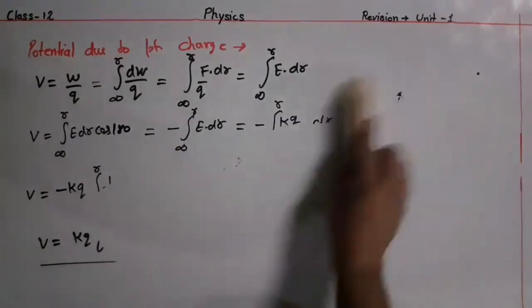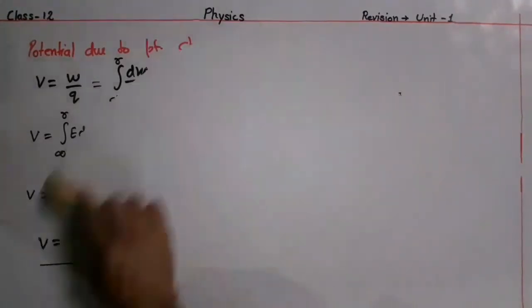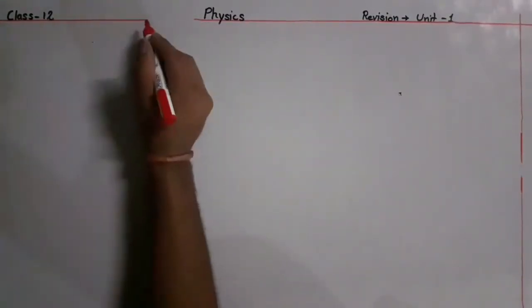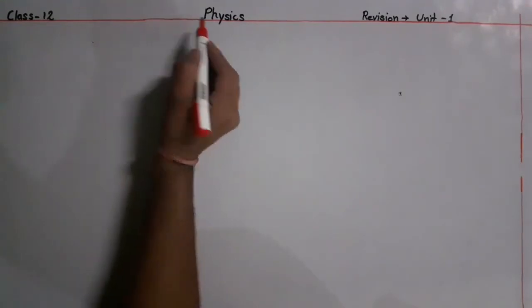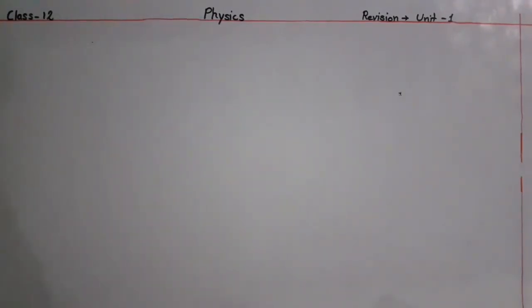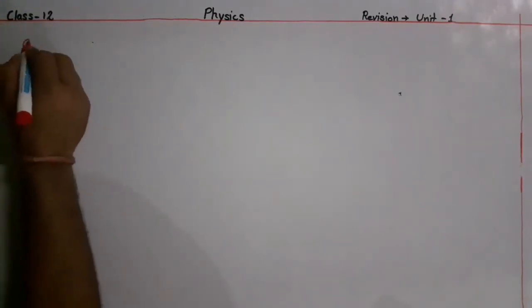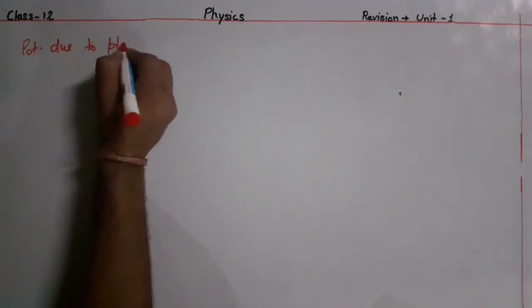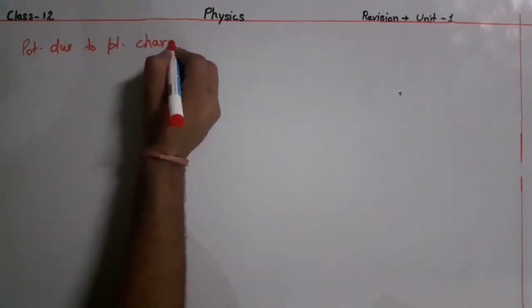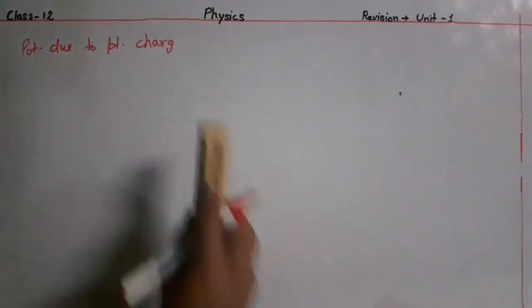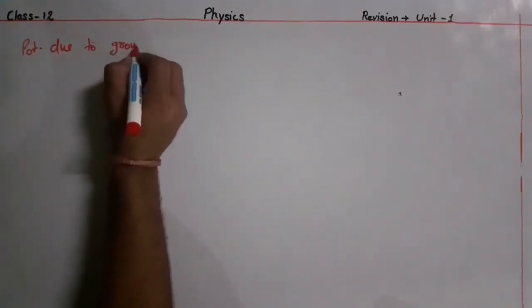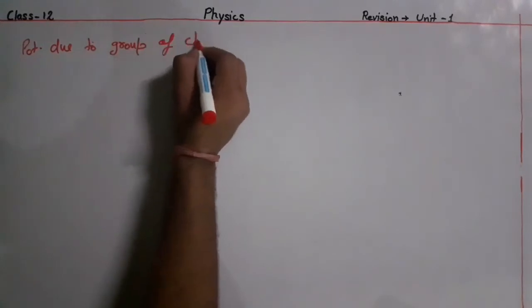Now let's discuss the second topic. Our next topic is potential due to a group of charges. Write this down.